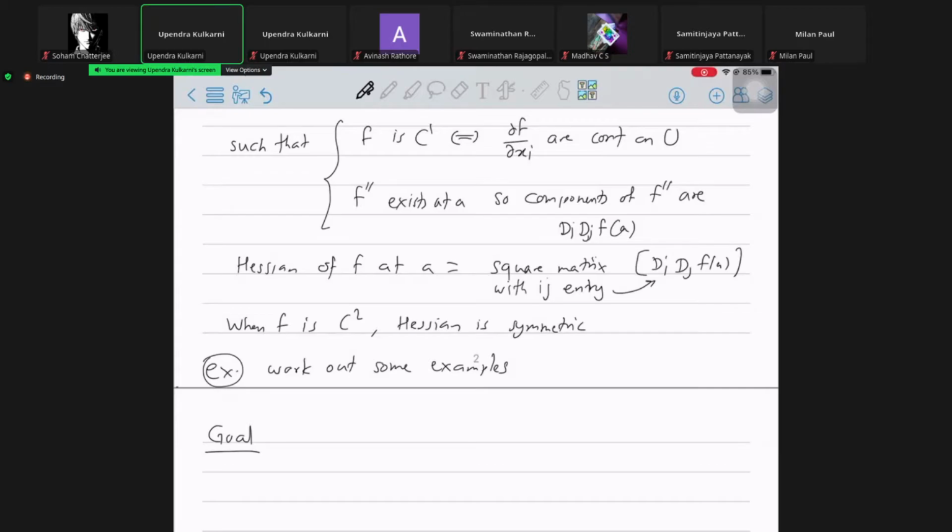All right, so the goal is now the form. Before that, might as well write down some definitions. I want to study maxima or minima, but we already said that. So let's define critical point.